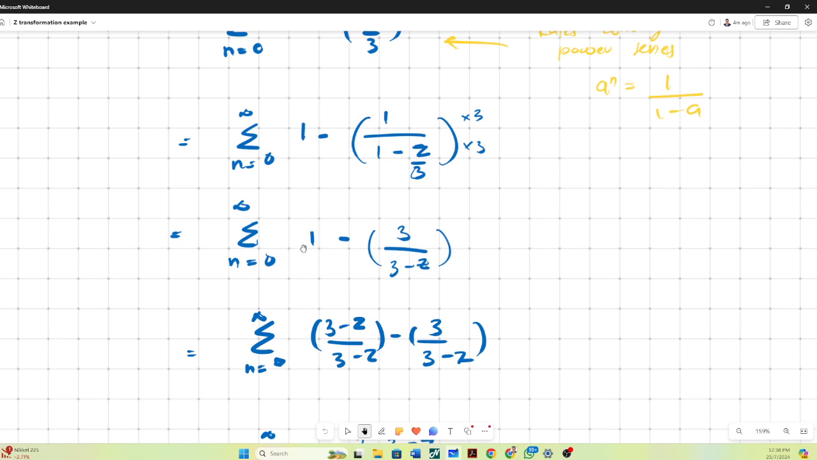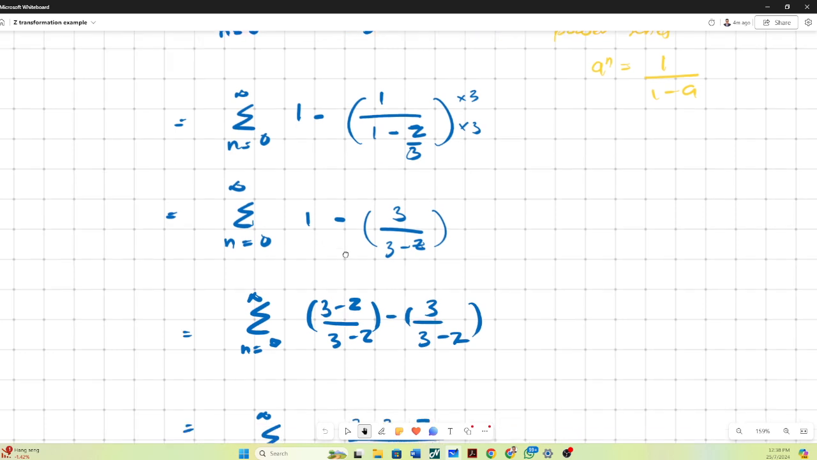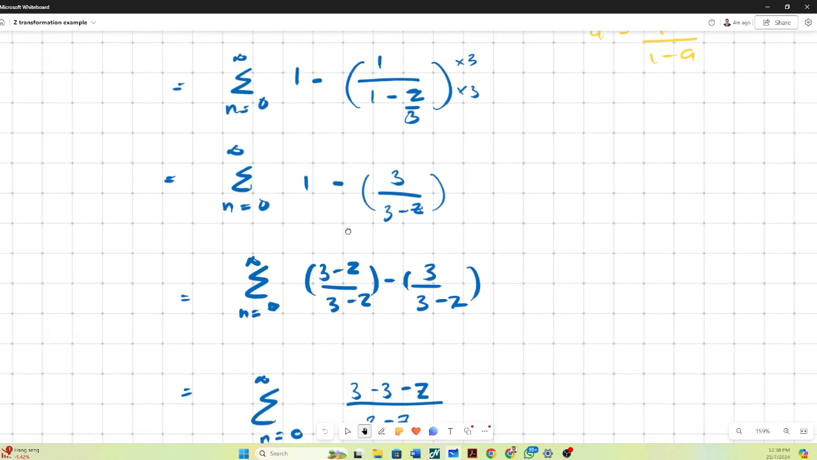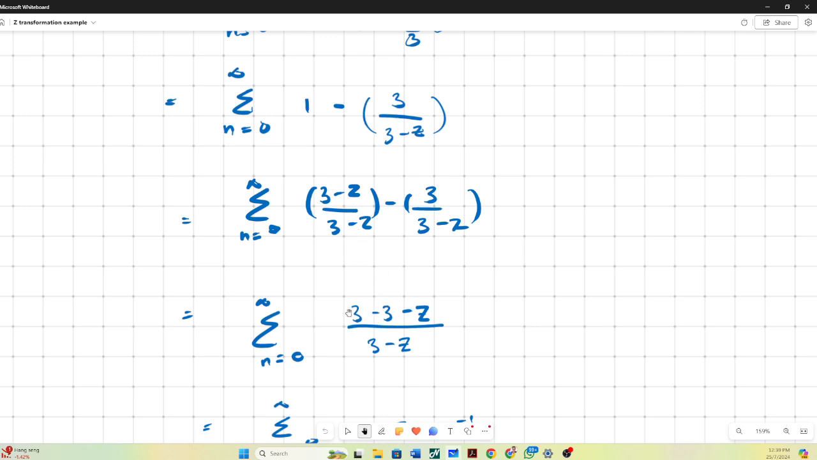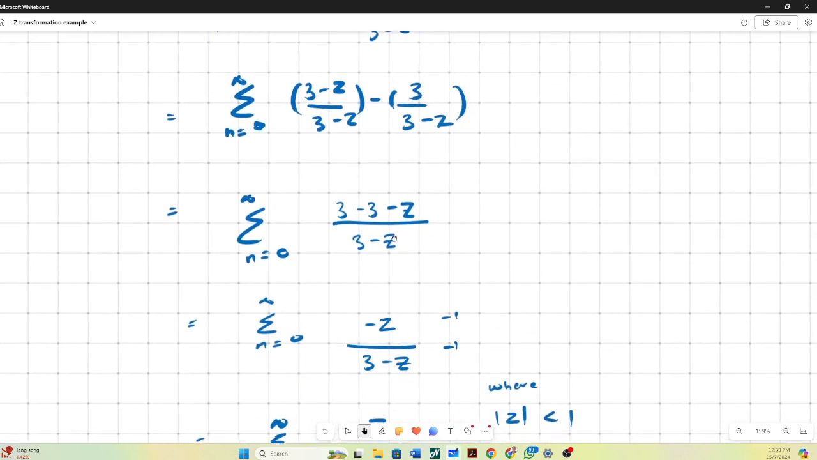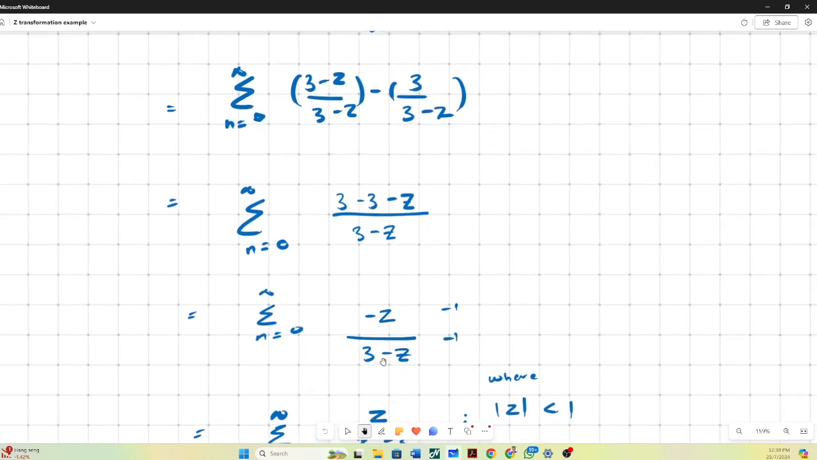Alright, now we have 1 in front. To combine those elements, we need a common denominator. So it becomes (3 minus z) divided by (3 minus z), minus 3 over (3 minus z). With the same denominator, we can subtract directly. So 3 minus 3, and the remaining is minus z over 3 minus z.